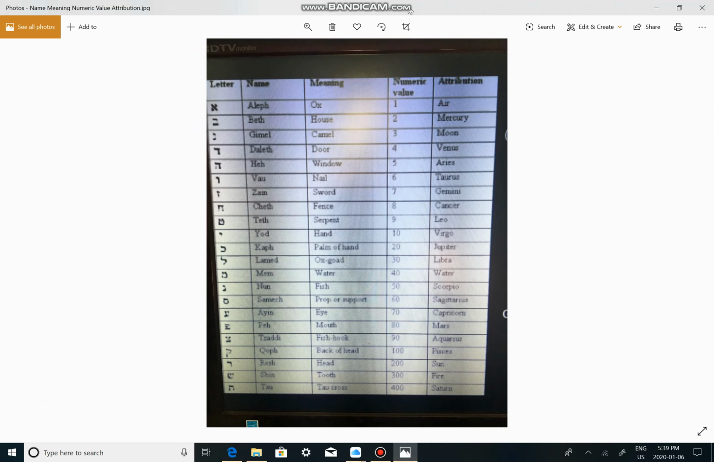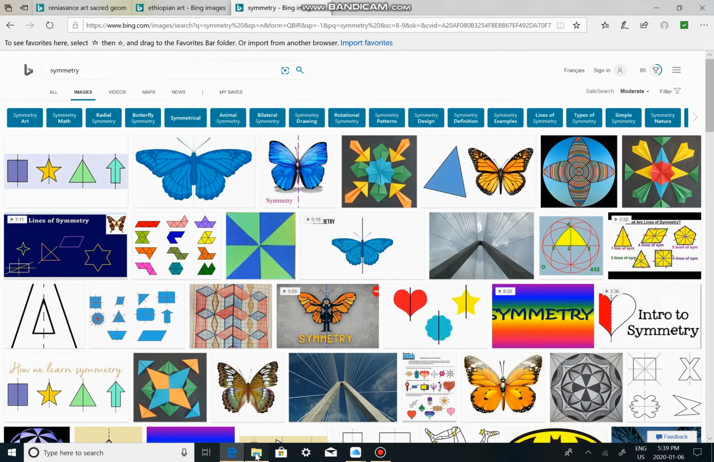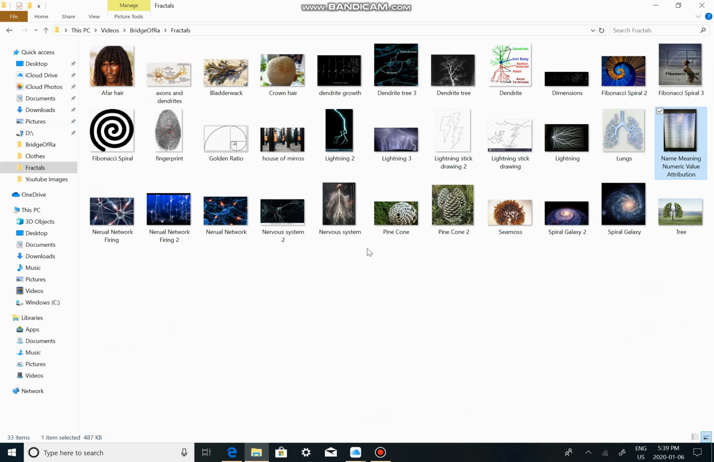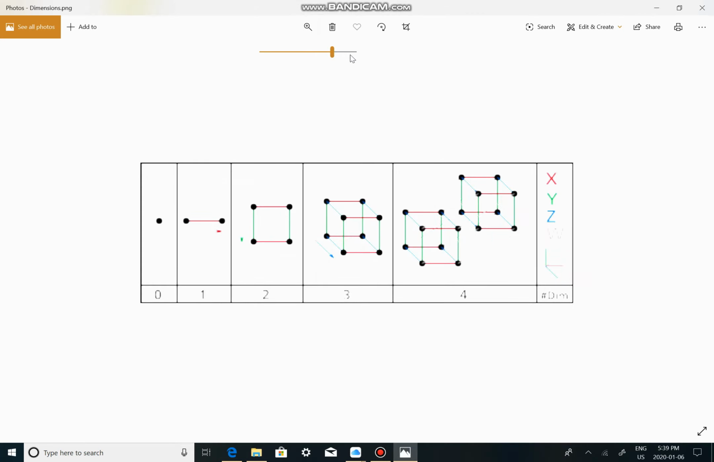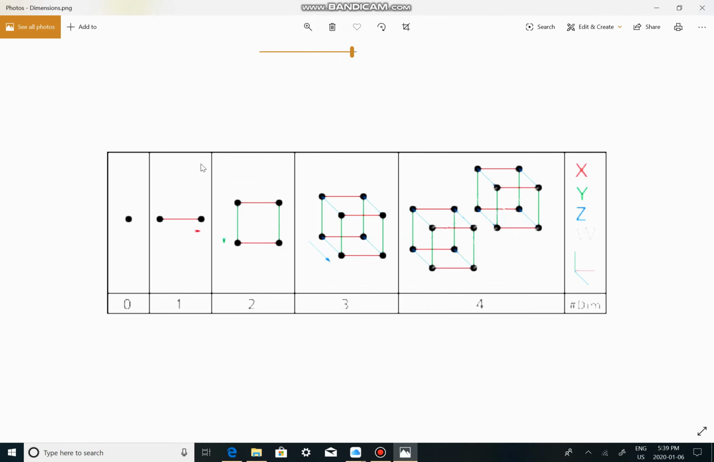So actually, even before we get into the Hebrew part, in one of the videos I explained about dimensions, and understanding dimensions is definitely real important. Because when you understand the universe and the dimensions and so on, you'll understand where this understanding of fractals came from.